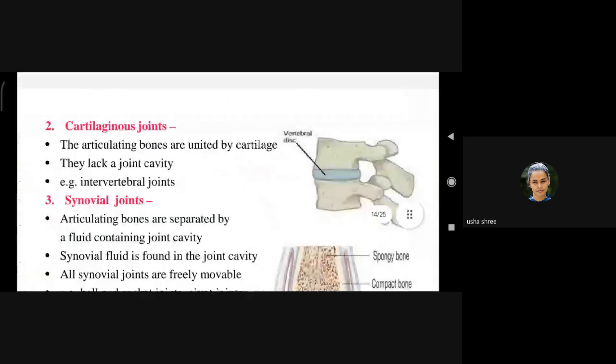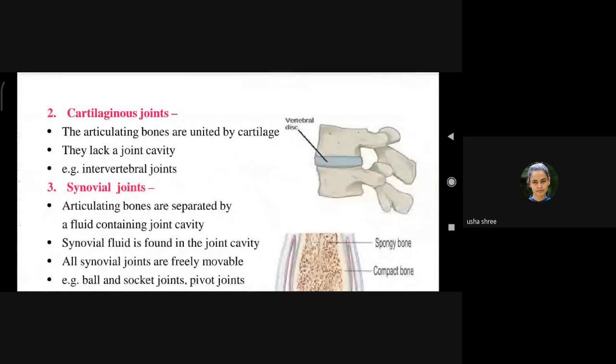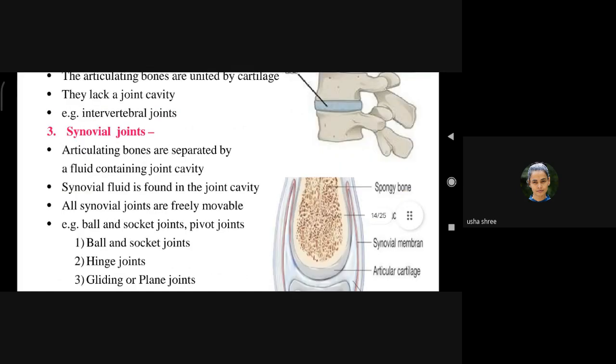These cartilaginous joints are slightly movable. Like we can do back bending asanas, or forward bending, or twisting. So these are slightly movable, not fully movable like our shoulder joint. Our shoulder joint is a ball and socket joint. Our knee is a hinge joint. So these are freely movable, but our vertebral column is slightly movable. This is a cartilaginous joint.